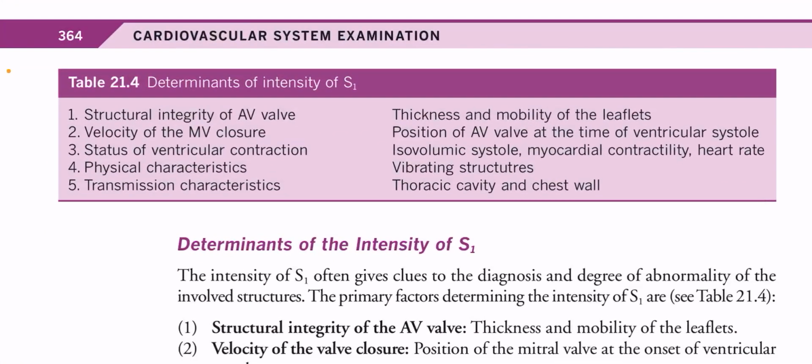Now, determinants of intensity of first heart sound. Structural integrity of AV valve, thickness and mobility of the leaflets, velocity of the mitral valve closure, position of atrioventricular valve at the time of ventricular systole, status of ventricular contraction, isovolumic systole, myocardial contractility, heart rate, physical characteristics, vibrating structures, transmission characteristics, thoracic cavity and chest wall.